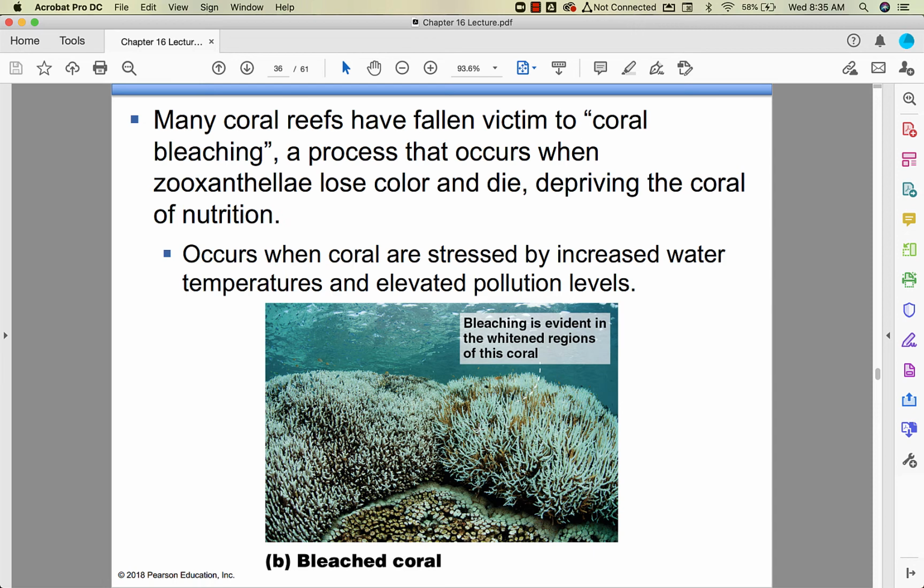There are some pretty stunning statistics about what's going on in the Great Barrier Reef in terms of coral bleaching. Not so much due to pollution levels, but due to increased water temperature.